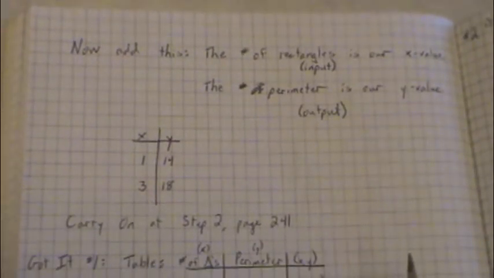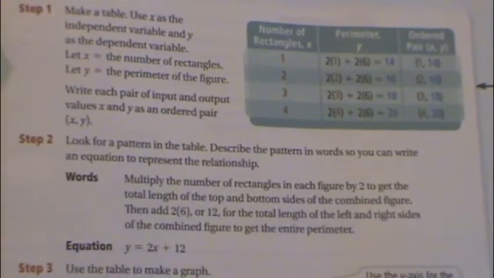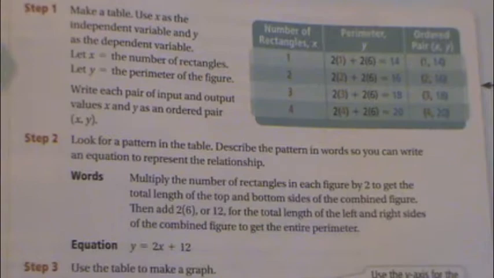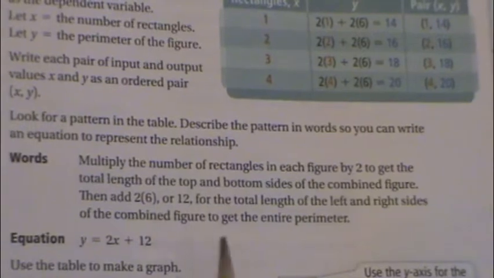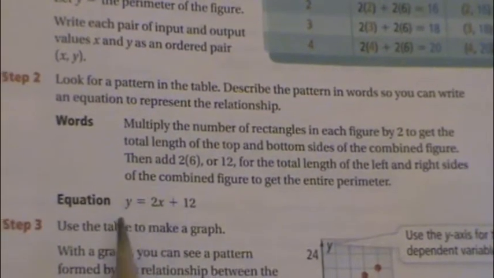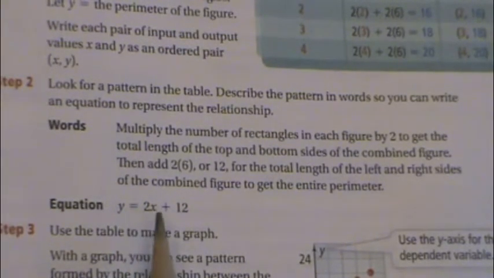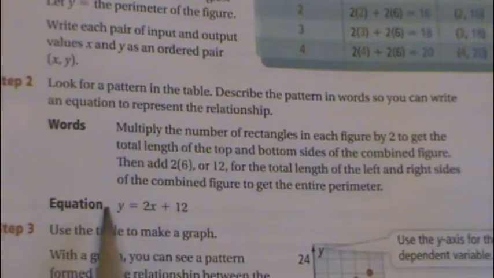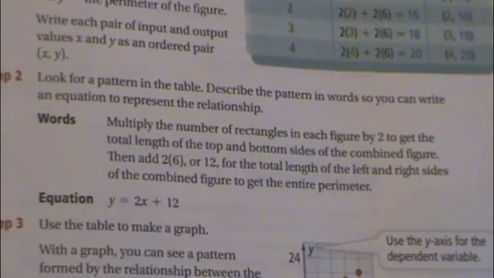Now, take a look at page 241, step 2. The next step that they give you is describe the pattern that you've created in words so that you can write an equation. They give you multiply the number of rectangles in each figure by 2 to get the length, then add the rest. Here's the equation. The output is 2 times the input plus 12. The total perimeter is 2 times the number of rectangles plus 12.